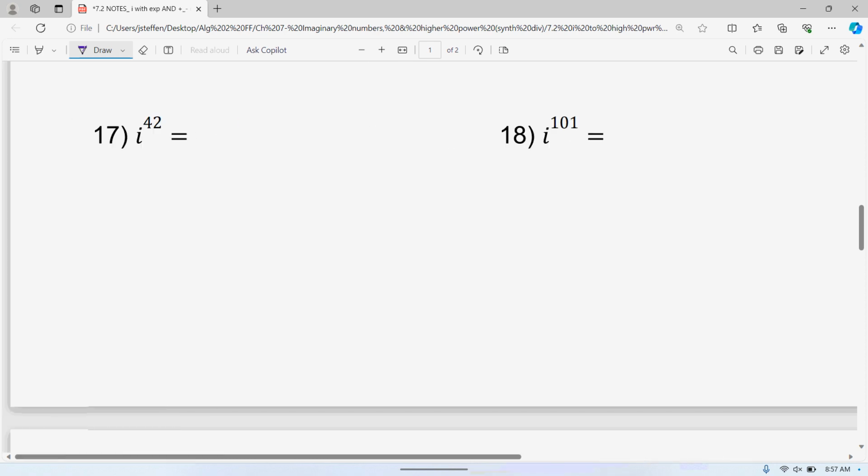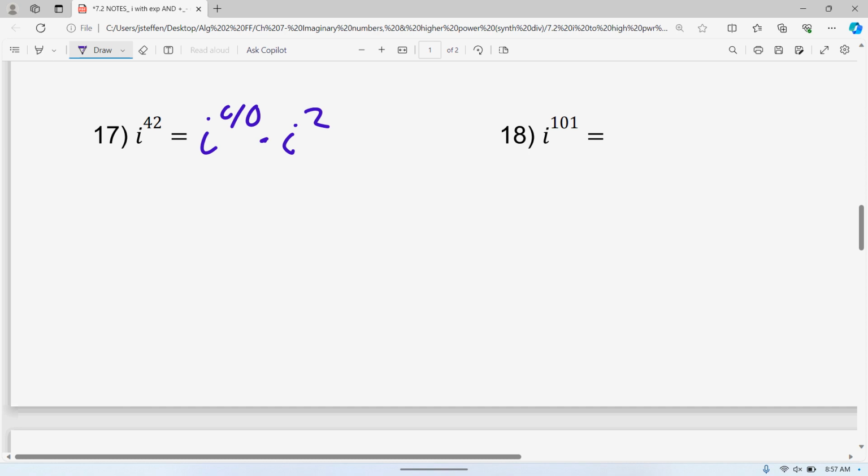So for instance, i to the 42nd is not divisible by 4. 40 is. How many more do we need to get to 42? So we have i to the 40 times i squared would be i to the 42, right? Can we all agree on that? The reason I picked 40 was because it's divisible by 4. So since it's divisible by 4, I know that's just going to be 1.